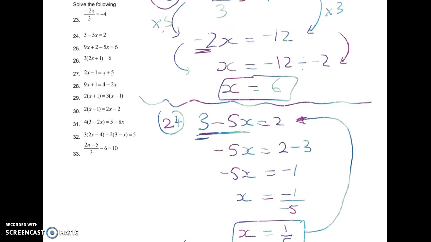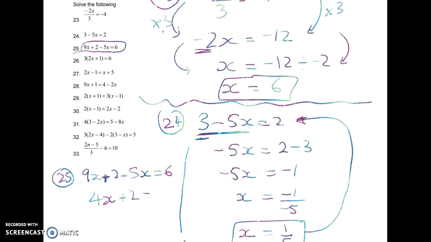9x plus 2 minus 5x is equal to 6. I'll squeeze that one in down here. 9x plus 2 minus 5x equals 6. So before I start doing anything complicated with doing the same thing to both sides, I can collect up my like terms here. On the left-hand side, I get 4x plus 2 is equal to 6.